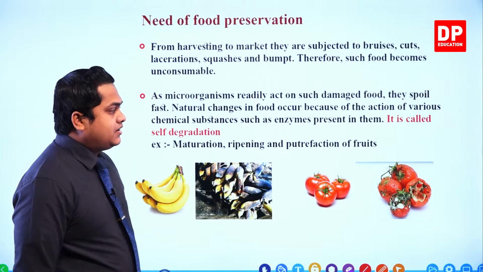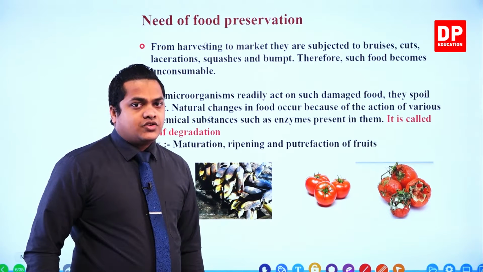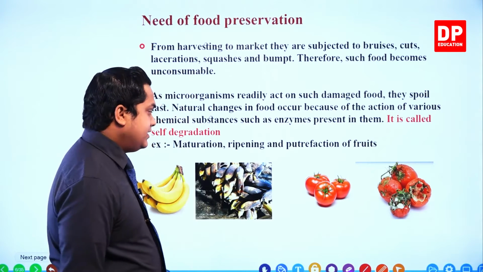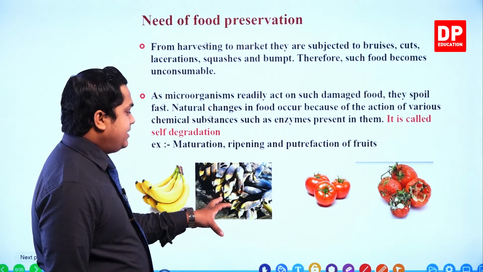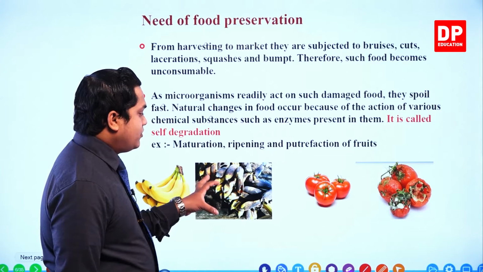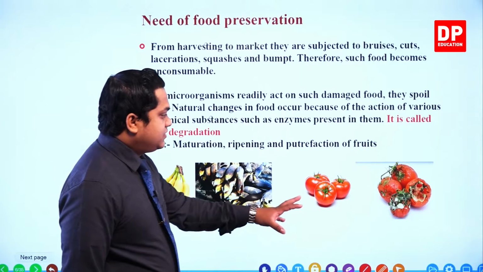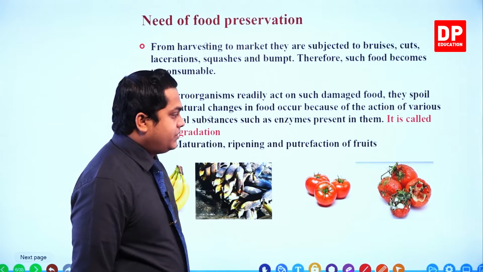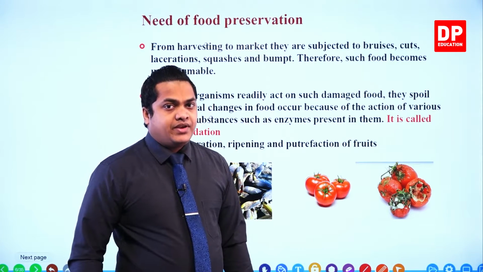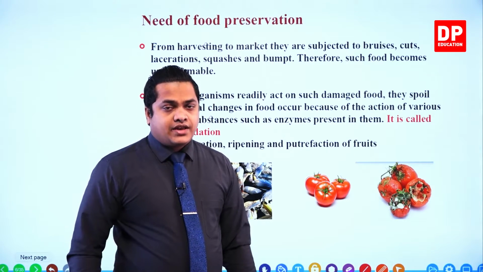Mainly this is happening for the fruits and vegetables, right? Maturation and the degradation thing. Extra ripening process. So as you can see here, banana, if you keep it for a longer time period, this thing would occur. This blackish brownish nature will come, and you won't be able to consume it, right? This is for the tomato. You won't be able to use tomato, right? It will become like this after a certain time period. So this process is referred to as self-degradation.